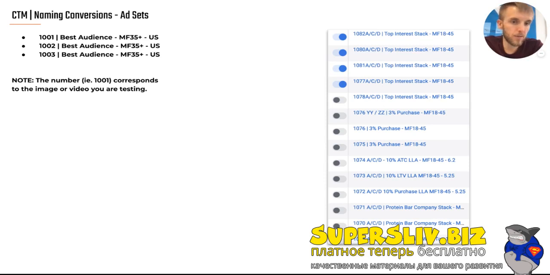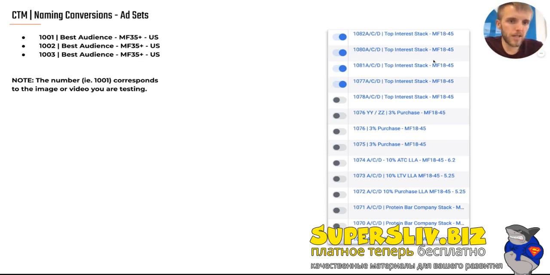So that number, for example, 1001, is going to correspond to the image or the video that you are testing. So later, when you're recalling back, like, which was that winning ad again? Or which element of the winning ad was actually working? You're not digging through a messy naming convention system. It's super consistent.